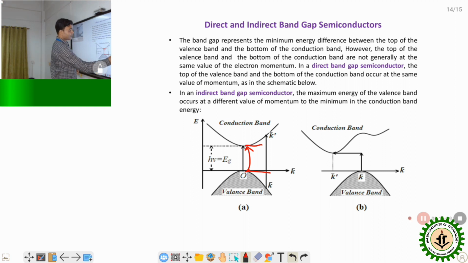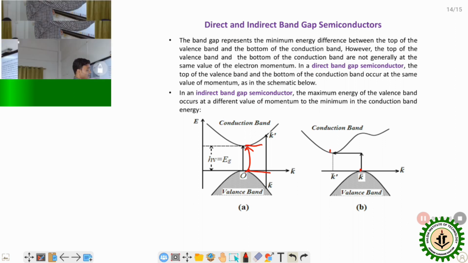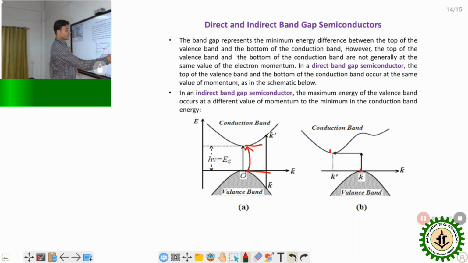For an indirect band gap, the electrons move from the maxima of the valence band to the minima of the conduction band at a different momentum. They do not move at the same momentum. This is the basic difference between the direct band gap and indirect band gap.